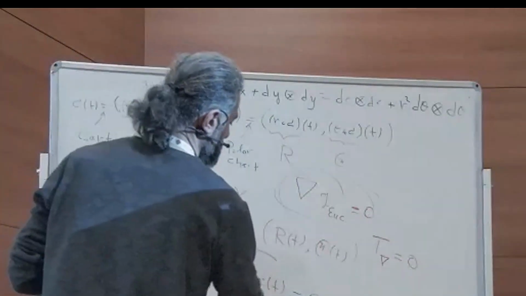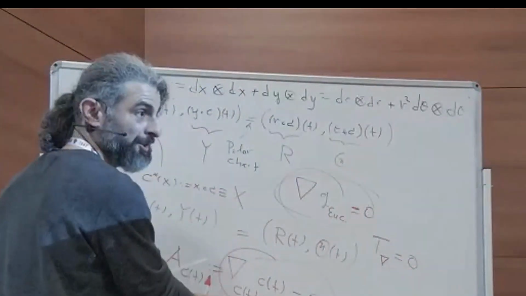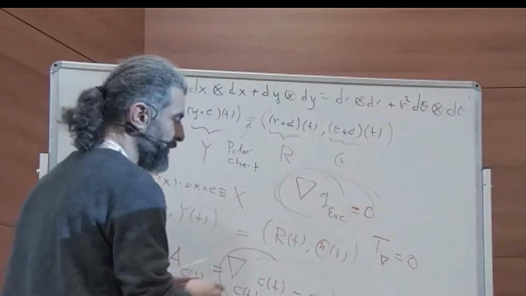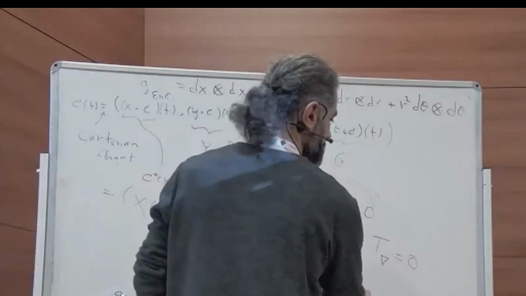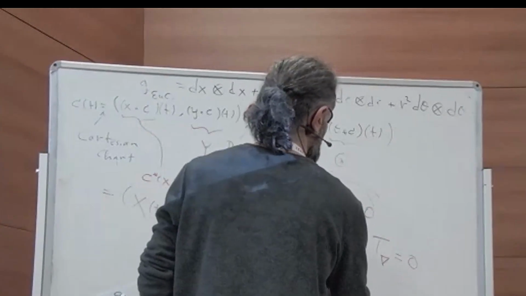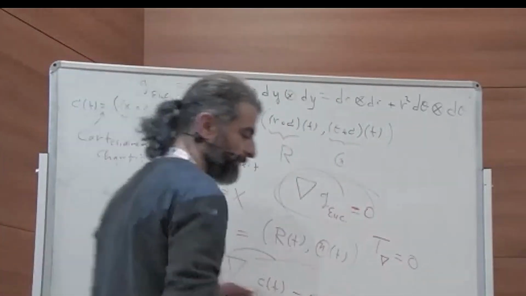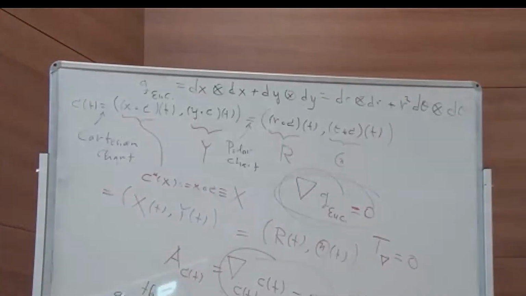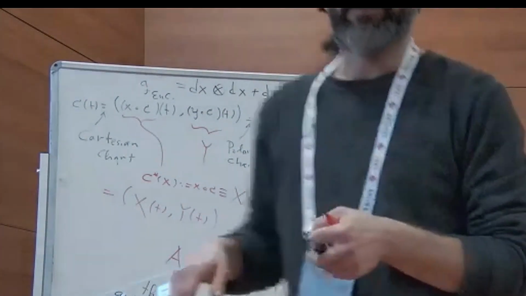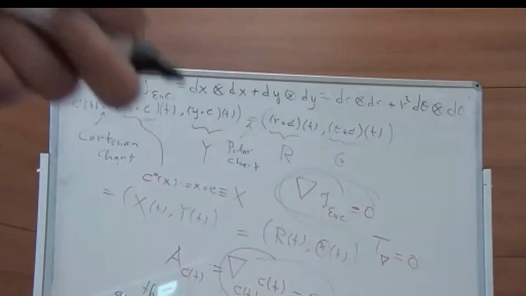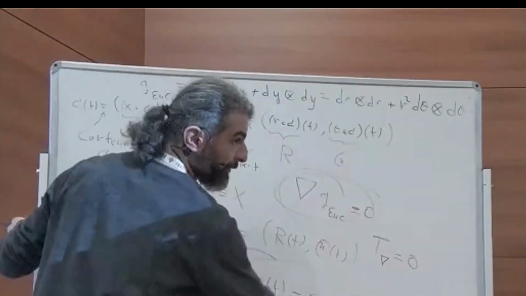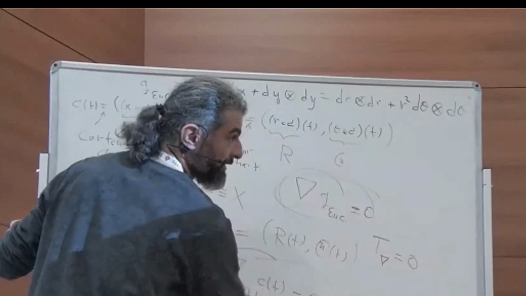So I want to calculate this condition, but you have to write what c dot of t is. This is the tangent vector of the curve c at the point c of t. Okay. I want to calculate this. I want to show you what this is.